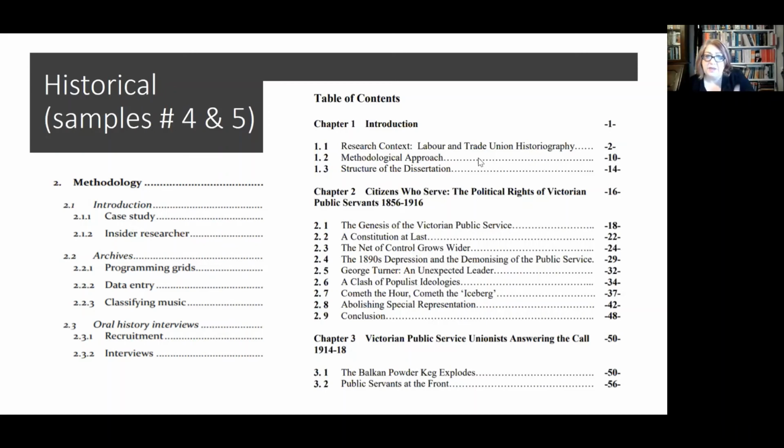And then this person just jumped straight in and talked about the various eras of the history that they're creating. So that's an interesting one there.